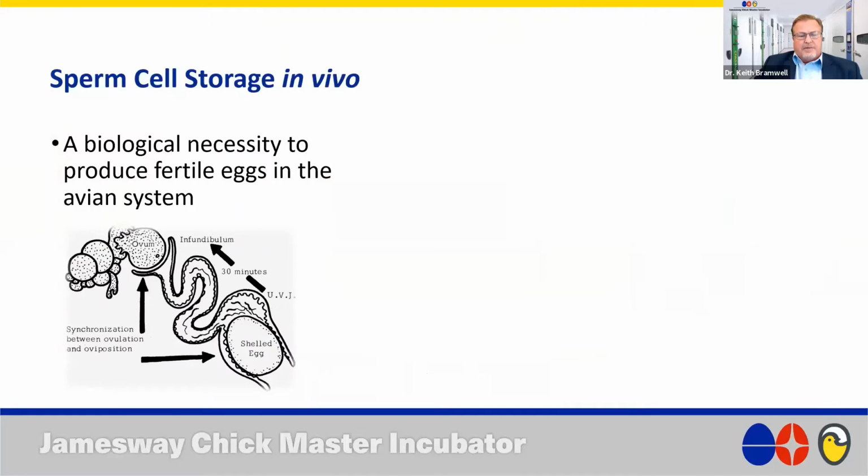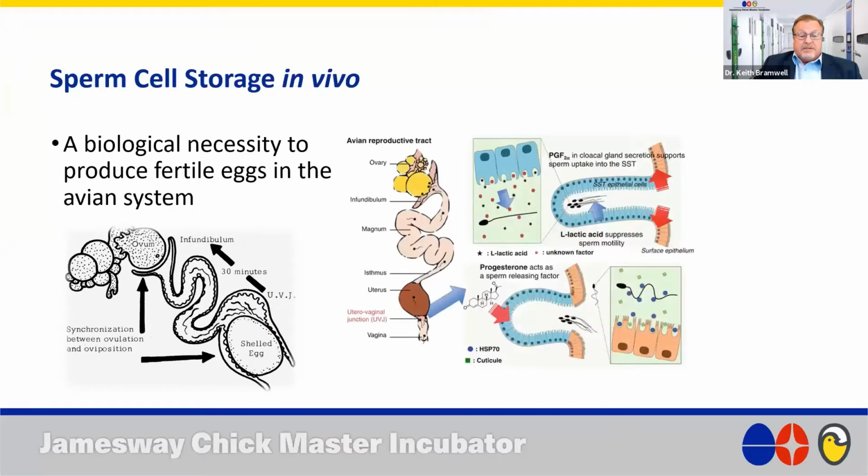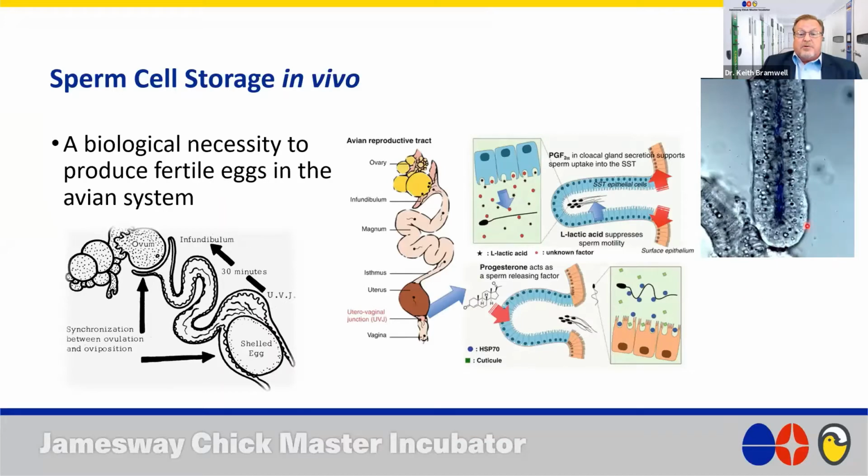Another function involved with fertility in our birds is the fact that our hens store sperm in vivo. Right at the uterovaginal region, they have crypts where they store sperm. We can see some of these here. This is an image of a sperm storage tubule with the sperm lined up in it, heads down at the bottom. It would take about 30 minutes for sperm to get from the uterovaginal junction to the infundibulum.